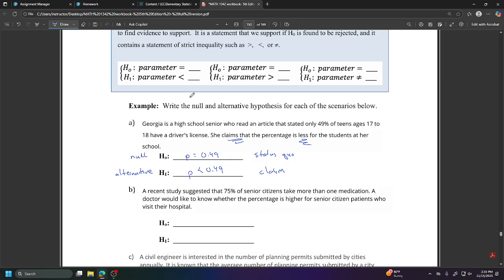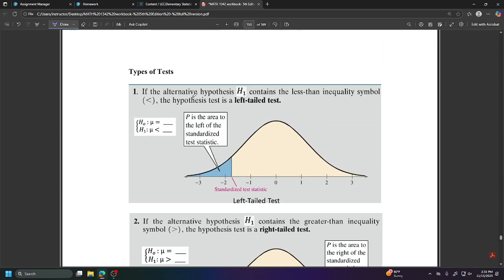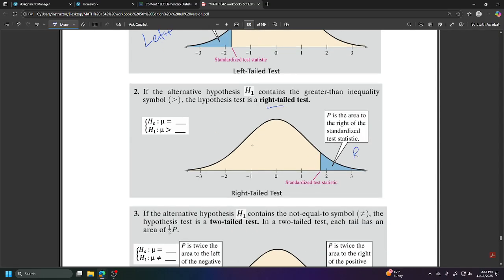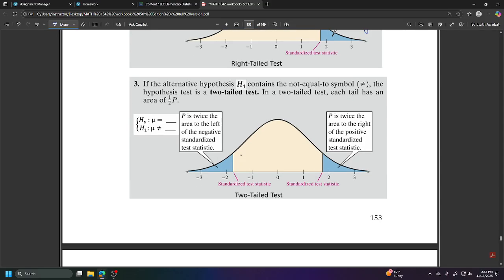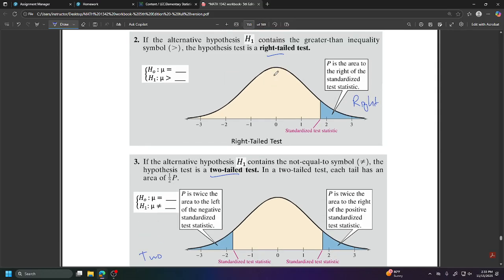I'm going to scroll down 2 pages. I think it's 2, maybe 3 pages. So right here, see how it says left tail test? What side is that tail on? That's on the left side, isn't it? What about this tail right here? On the right. What about this one? How many tails does it have? And those are the 3 options that we have, okay? So it's either going to be left tail, right tail, or 2 tail. Less than, greater than, or not equal to, okay?